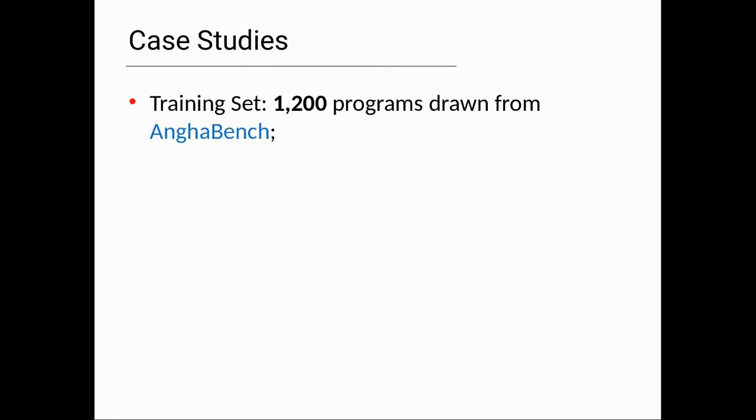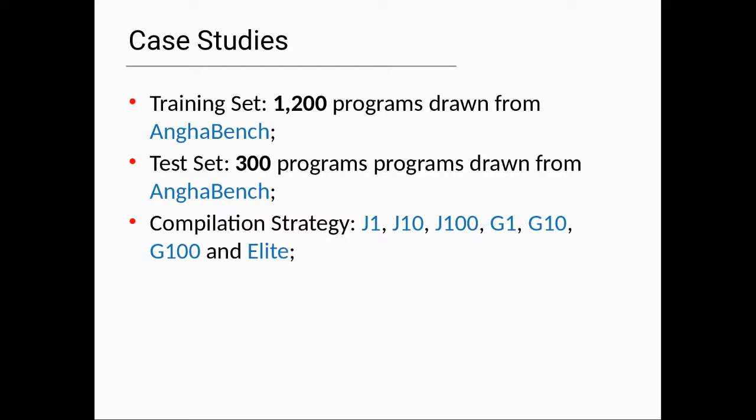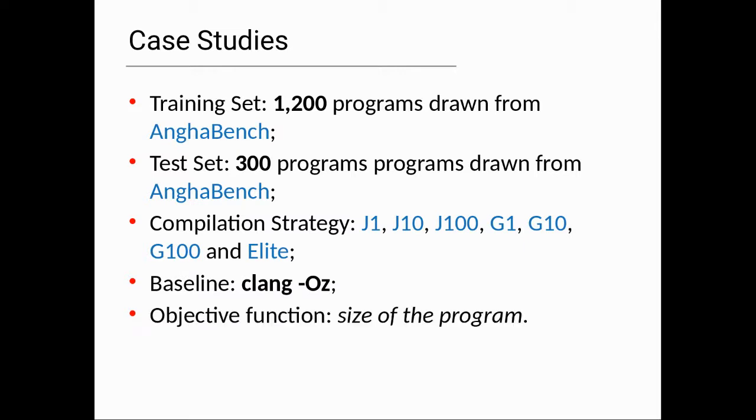To show how YaCoS works, we did some experiments using all components of the infrastructure. We used 1,200 Anghabench benchmarks for training, 300 Anghabench benchmarks for testing. We used all the three compilation strategies with different values of x. Our baseline was Clang Oz, which is a compilation plan for code reduction. And in our objective function, we try to minimize the size of the program, measured in number of instructions.